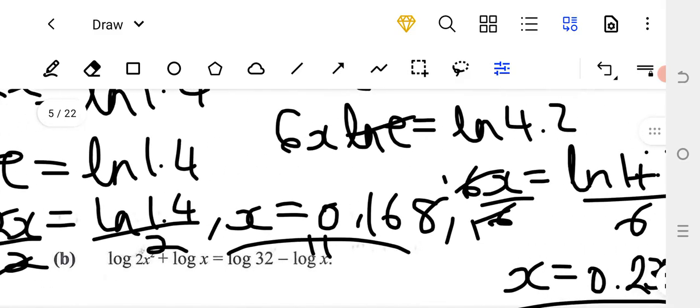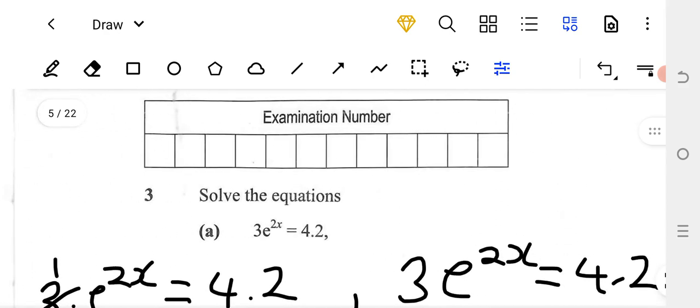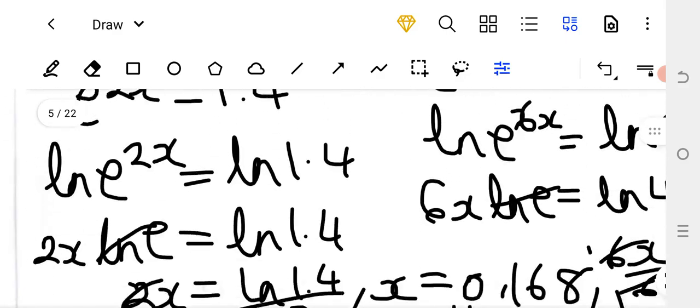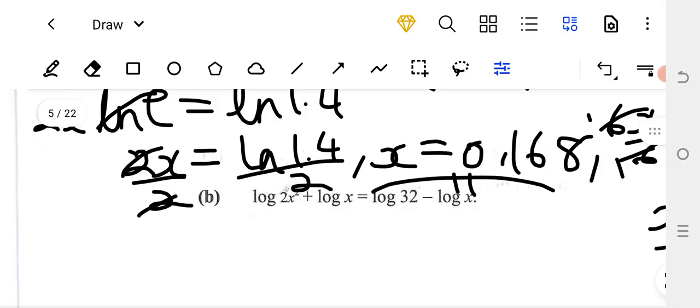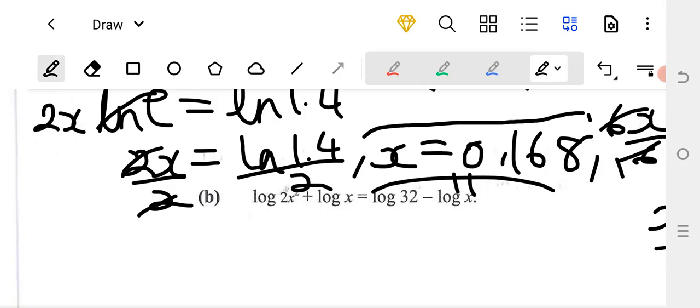Now, the second answer was x is equal to 0.239. So 3 multiplied by alpha e power 2 times 0.239, you are going to have 4.884, which is a very large deviation. So as a result of this very large deviation, you would have found the wrong answer. So the final answer was this. 0.168 was the final answer right there.